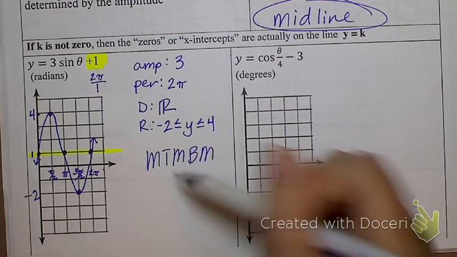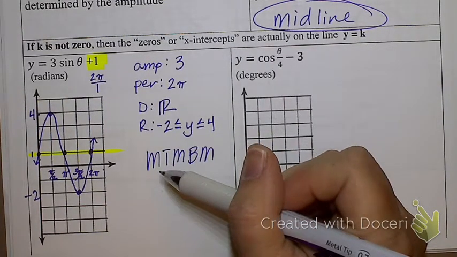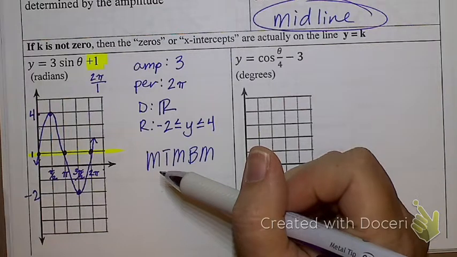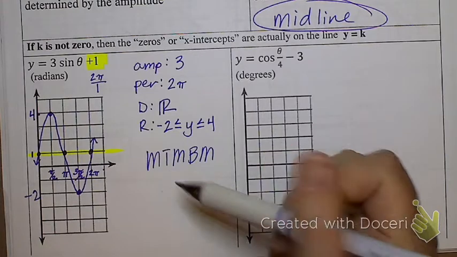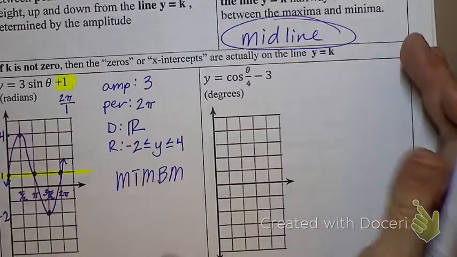It takes your pattern and it changes all your tops to bottoms and your bottoms to tops. That's it. That's the only difference. Okay? All right, let's look at this guy.